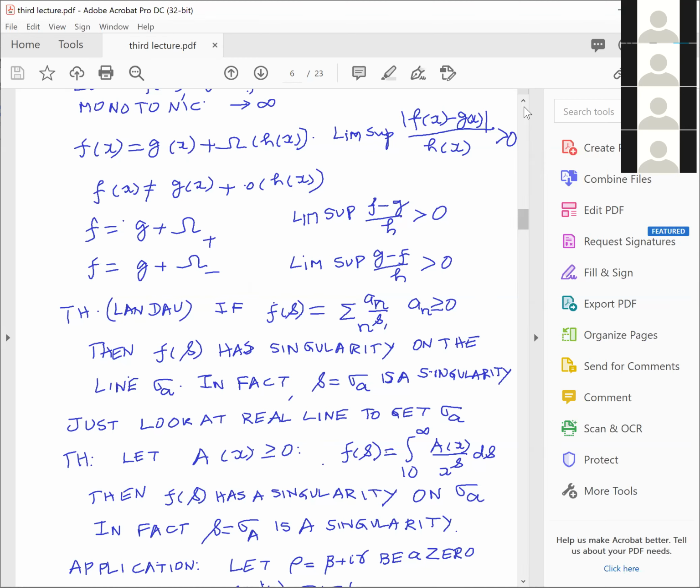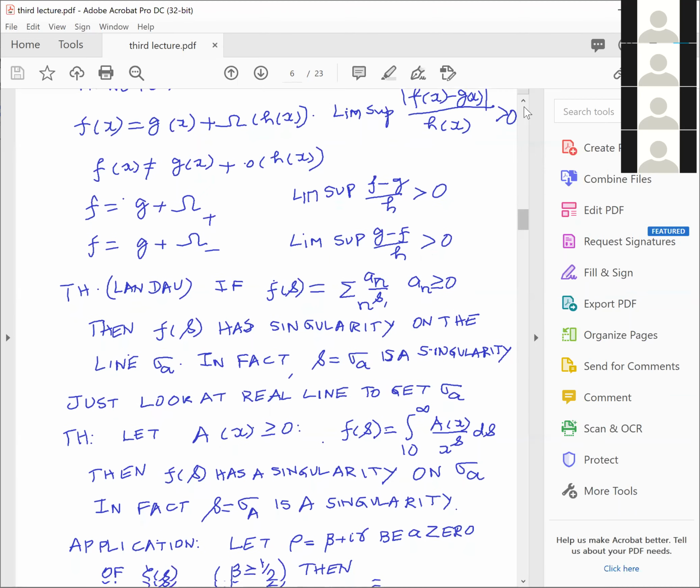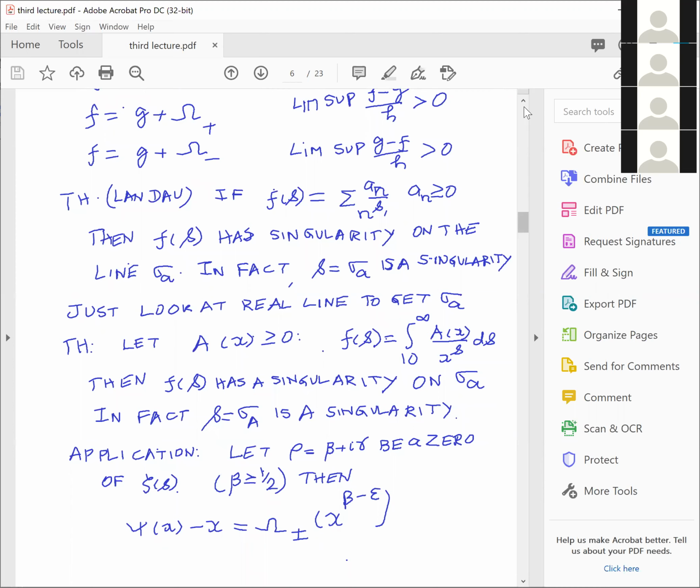But now there's a variation of this theorem of Landau. And this variation is what I want to talk about. The variation of the theorem of Landau says, let a of x be non-negative, and f of s is a function, the integral from 10 to infinity of a of x by x power s dx. I am putting 10 essentially because I just want to say that on the real line or somewhere close to the real line, there may be poles and things like that which I don't want. But normally I will take 1 to infinity.